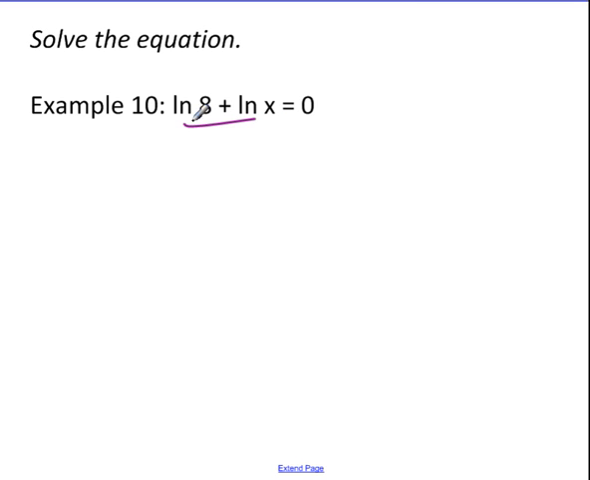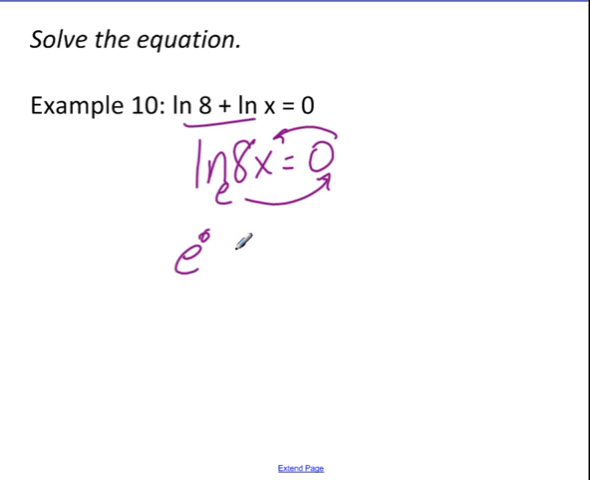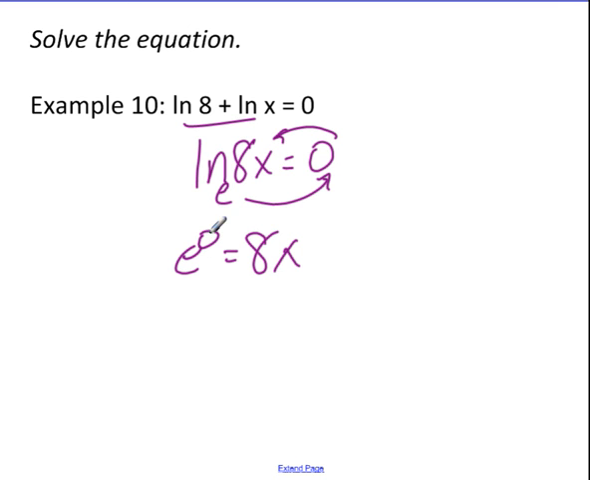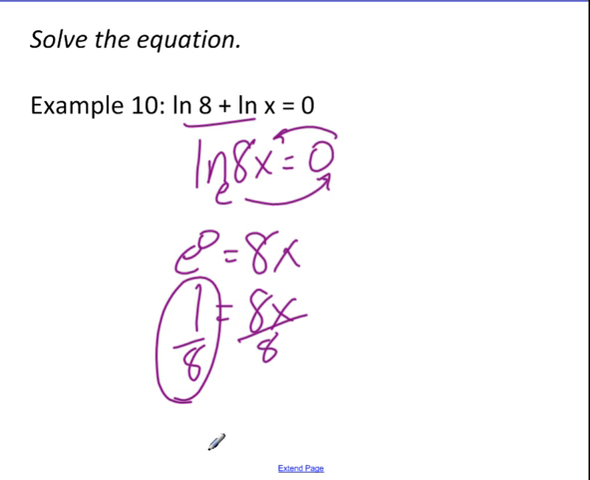Alright, let's put these two guys together. Natural logs going on here. So we got ln of 8x has to equal 0. Oh, wait a second. What's going on here? Remember, natural logs really got an e down here. So we're going e to the 0 has to equal 8x. What does anything to a 0 power equal? Anything to 0 power is just 1. So that's really 1 equals 8x. Divide by 8. And we got 1/8 for what x equals.